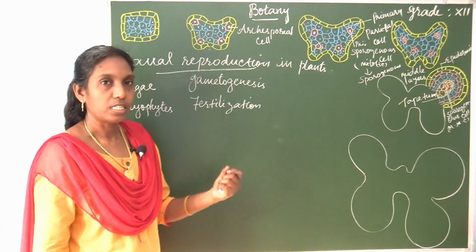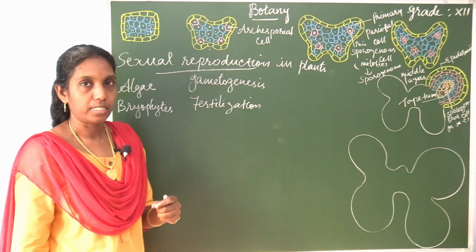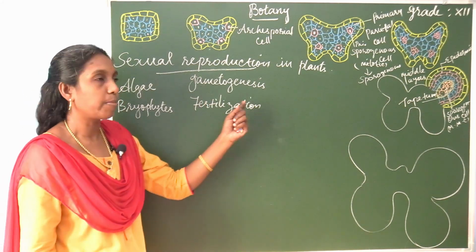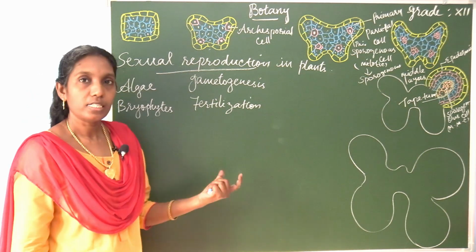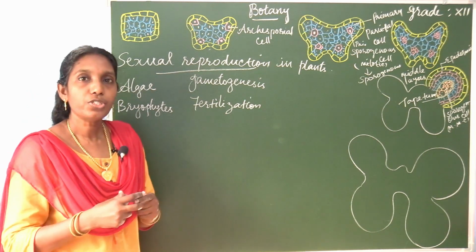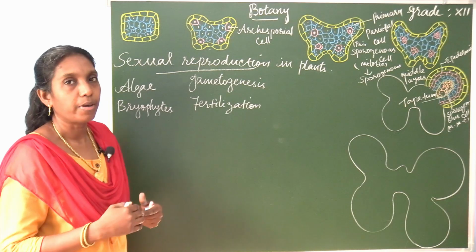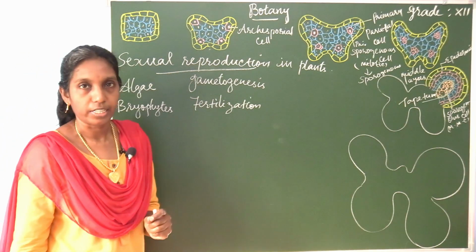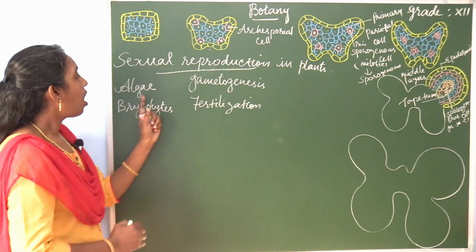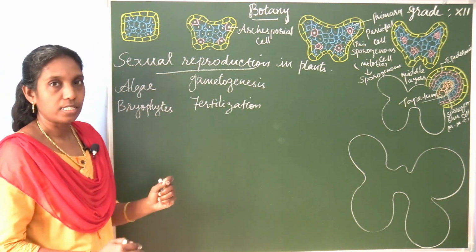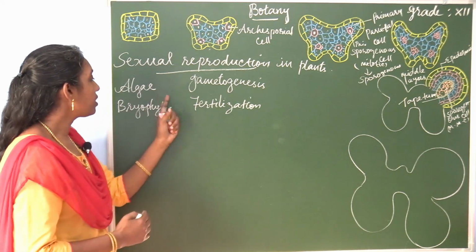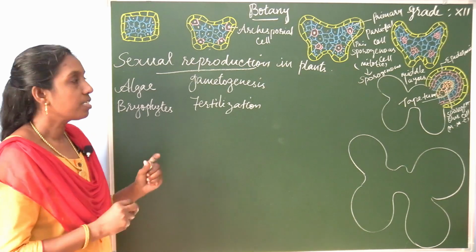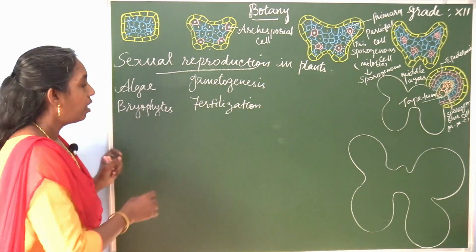What is meant by gametogenesis? The production of gametes. The male as well as female gametes are formed by the process called gametogenesis. And fertilization is the process of fusion of male and female gametes. So, these processes are included under sexual reproduction. Let's see how this gametogenesis takes place in algae and bryophytes.